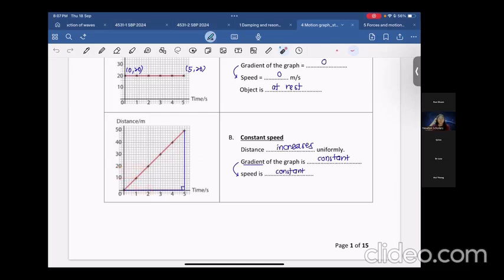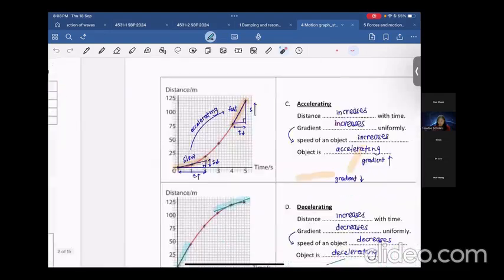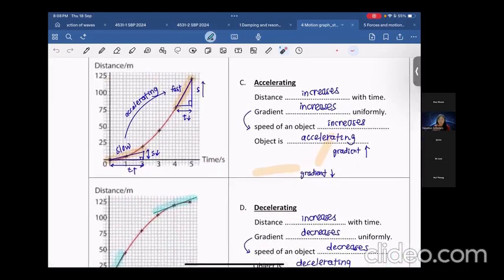If we use gradient to explain, no matter which triangle you draw, from what point to what point, it doesn't matter. As long as it's a straight line, the gradient is constant. You will get only one value for gradient. Constant gradient means constant speed. So for this graph, the object is moving with constant speed. Next, page number 2.